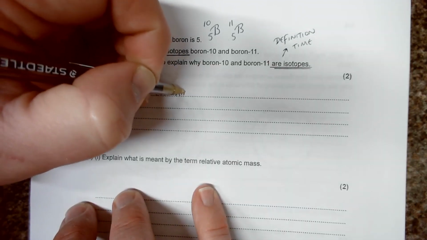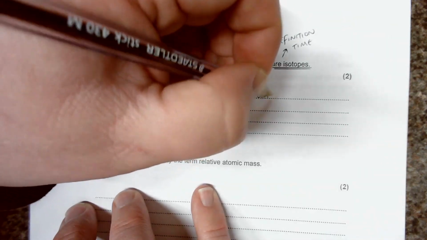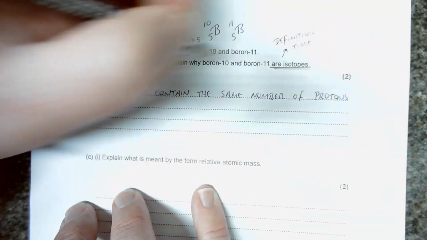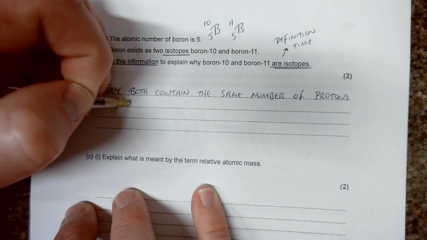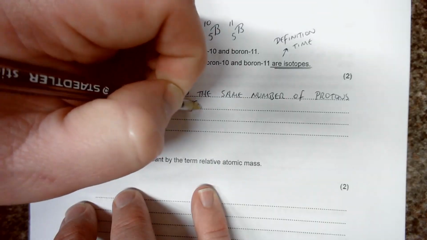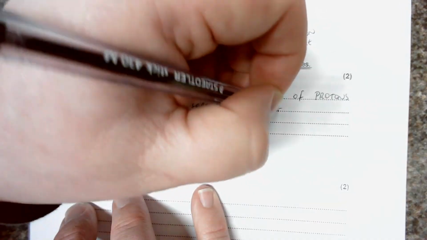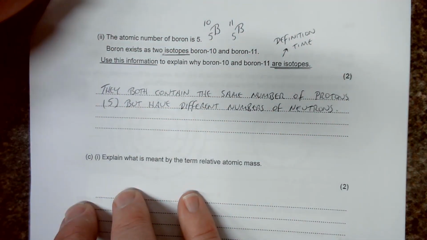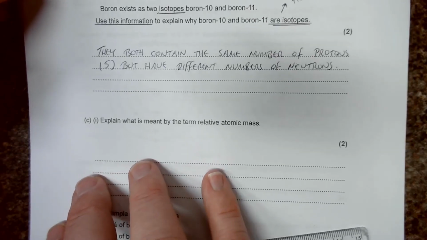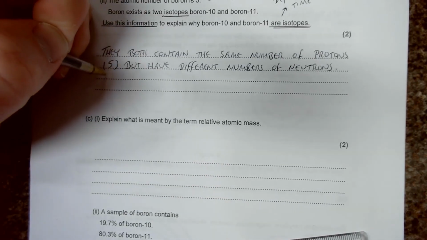What's the definition of an isotope? Same number of protons, same number of electrons if you wanted to add that in, but that's not necessarily where we wanted to go. But same number of protons, but a different number of neutrons in the nucleus. It's a definition again. What is meant by this, or use the information, is also a lovely one, because it gives you the answer and you just have to describe what you see. But they both contain the same number of protons, which is 5, but they have a different number of neutrons. Easy peasy.